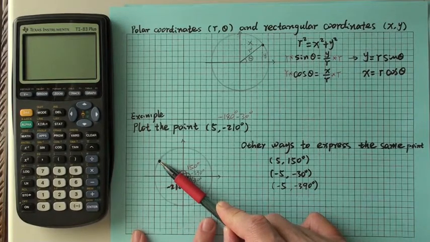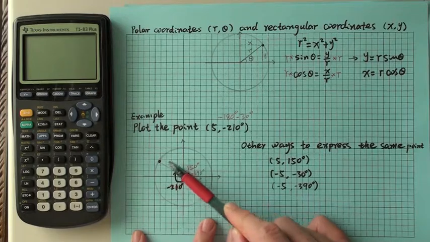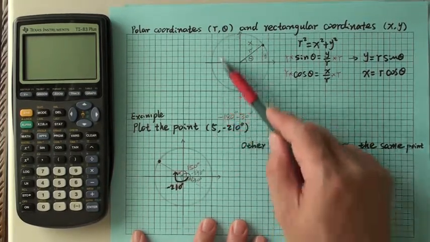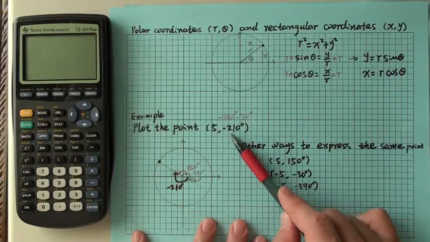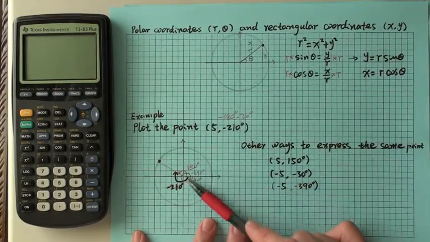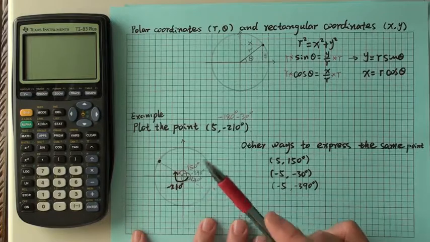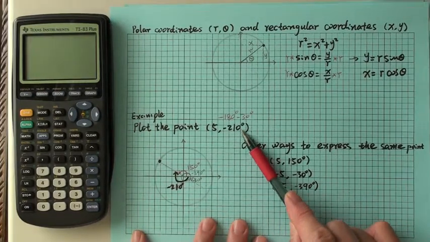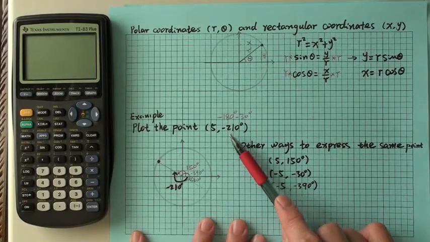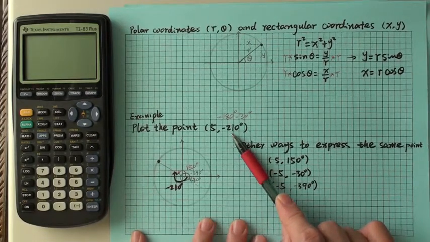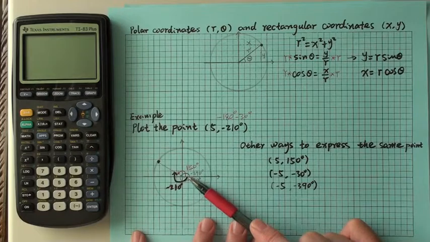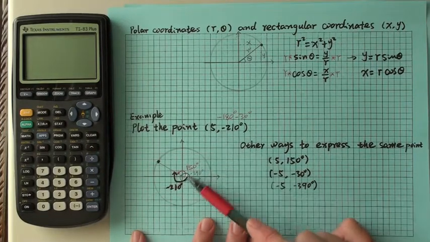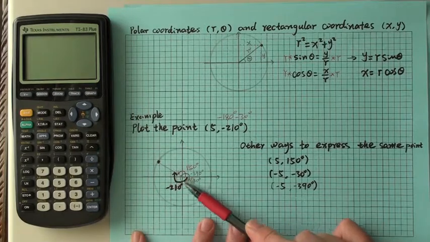Okay, here is the important thing. The first coordinate is always the radius. The second one is always the angle. But when we locate the point, we always want to start with the second one. We do the angle first. We locate where the angle is, and if it's positive, then we do it this way right here.